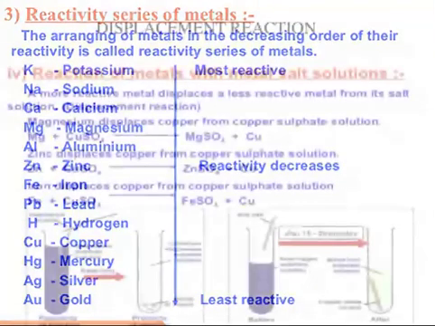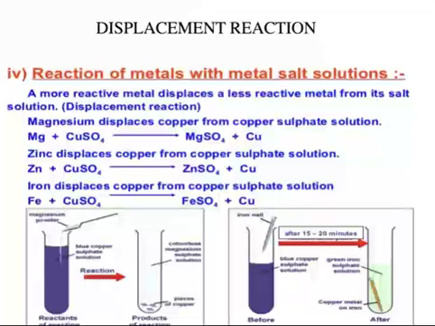Next comes the displacement reaction, that is, the reaction of metals with metal salt solution. A more reactive metal will displace a less reactive metal from its salt solution. This reaction we call a displacement reaction. Here, magnesium displaces copper from copper sulfate solution. Magnesium in copper sulfate solution forms magnesium sulfate, and copper comes out.